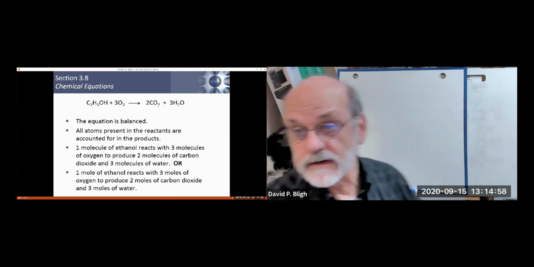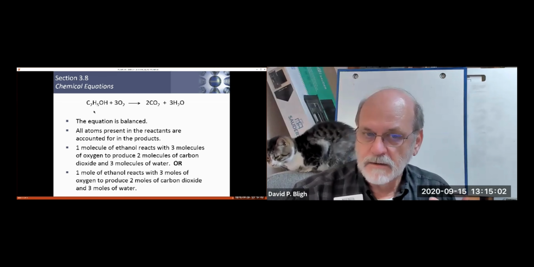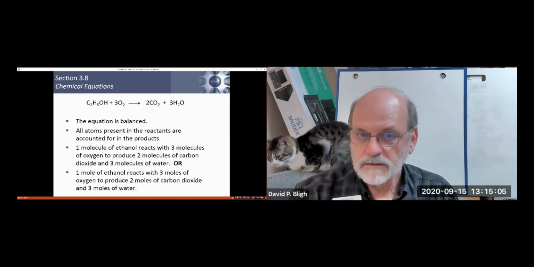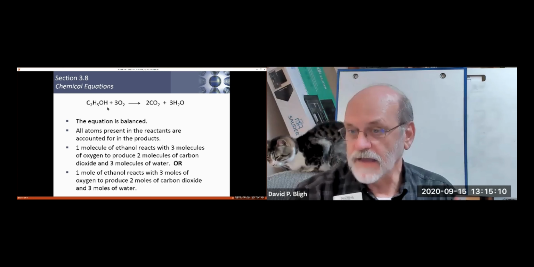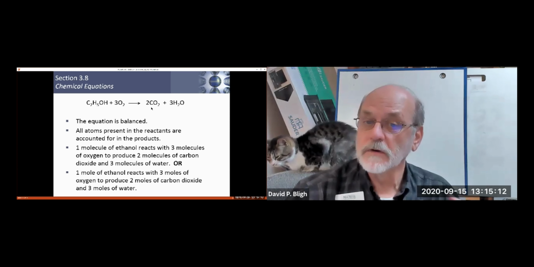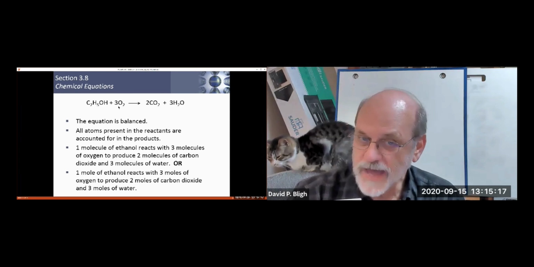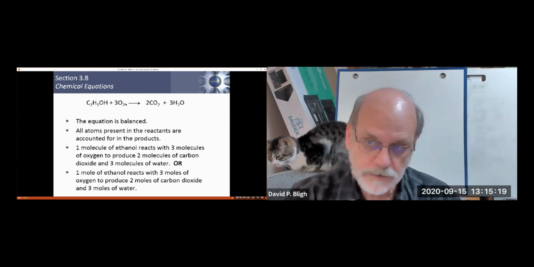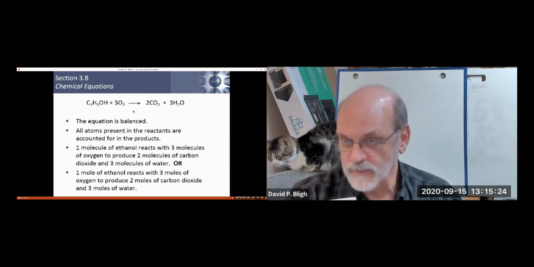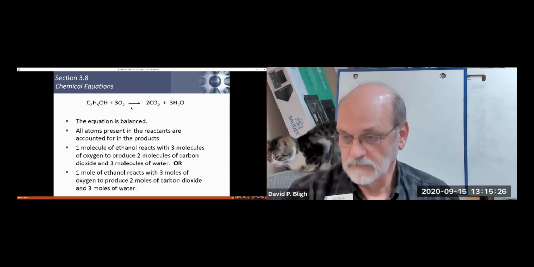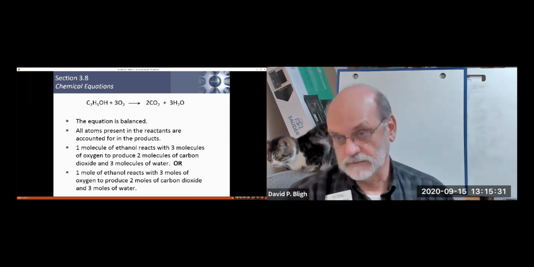So if you were to read a word problem that says ethanol is reacted with oxygen gas at standard temperature and pressure to produce carbon dioxide and water, you know that you have to write oxygen as O2. If you don't write it as O2, this equation will never balance. Right? That's why I emphasize learning the diatomics.